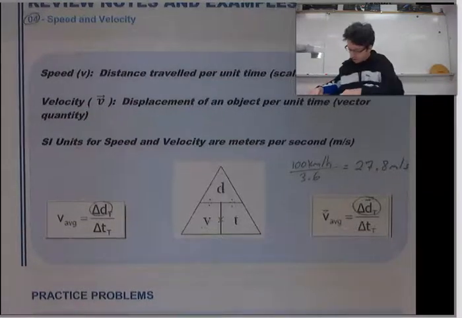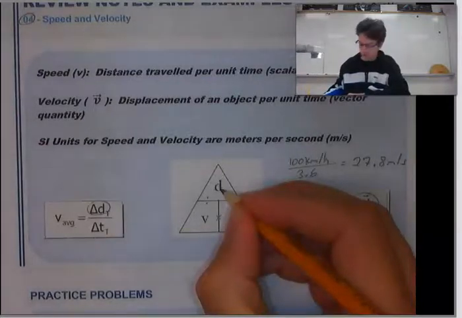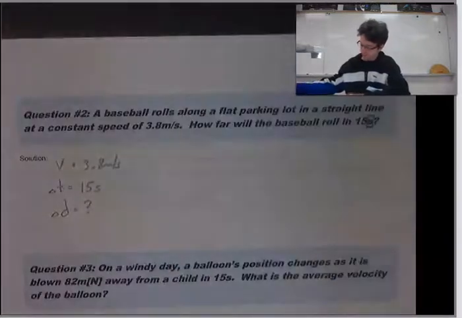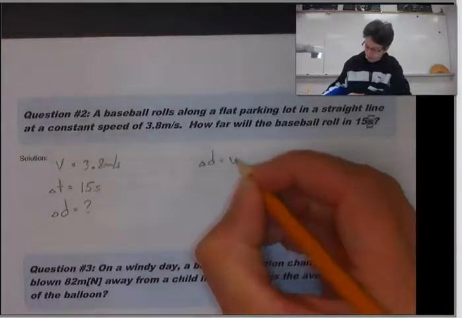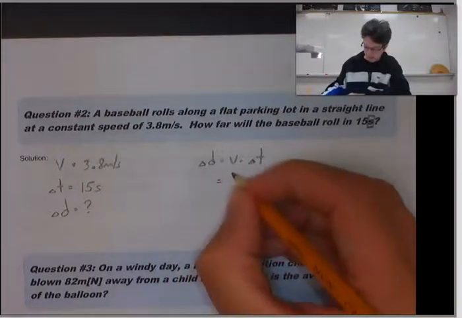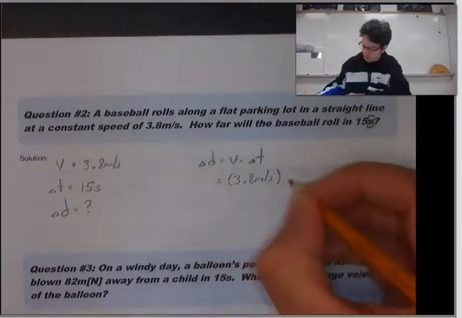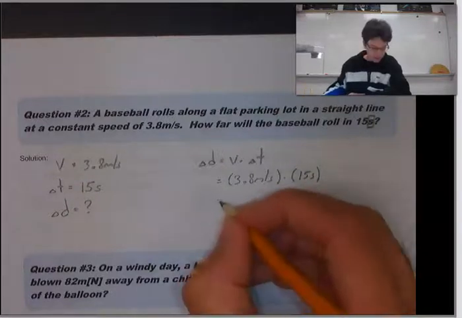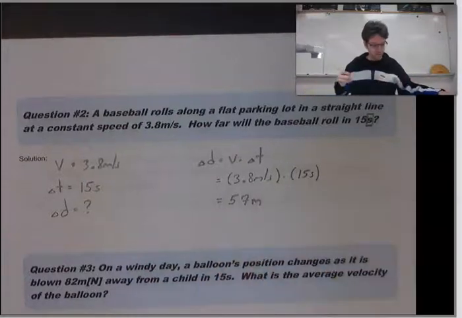All right, so in this case, since we're looking for distance, we can use the formula distance equals velocity times time. So we're going to write distance equals velocity times time, which is, based on our given, 3.8 meters per second, times time, which is 15 seconds. Get our calculators out and we'll get 57 meters.